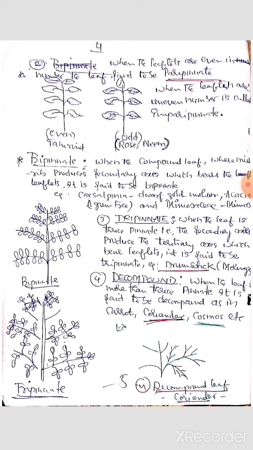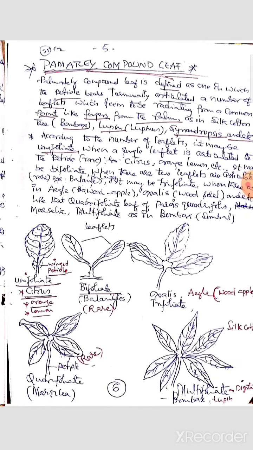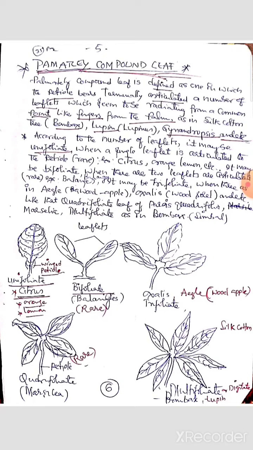When the leaf is more than thrice pinnate, as you can see in coriander, it is said to be decompound because the leaf arrangement is more than thrice pinnate. You can give examples cosmos, carrot, coriander and etc.